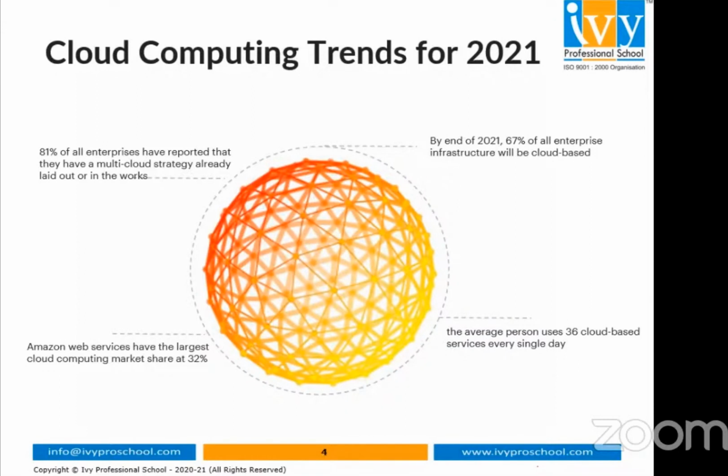And I found this statistic very, very interesting, right? This particular statistic in this case, okay, the average person uses 36 cloud-based services every single day, okay? So you can yourself count the number of apps you're using, maybe WhatsApp, and maybe some social media accounts, right? Maybe some productivity accounts, some time management accounts, some office-related accounts, right? So 36, okay, that's the number.